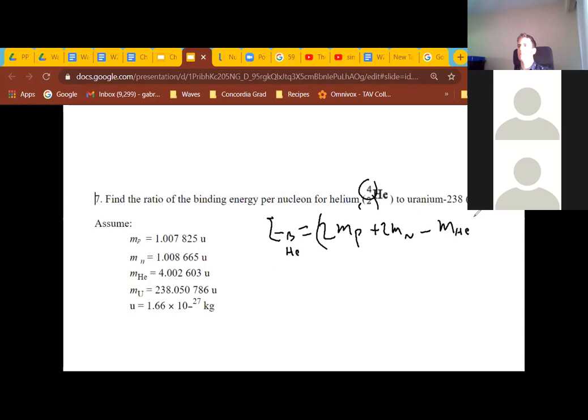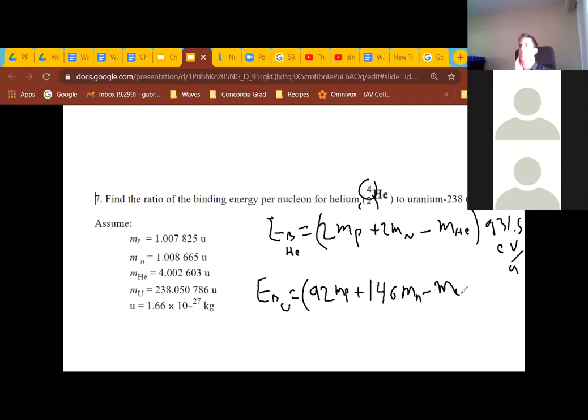And you're going to want to multiply that by the factor we talked about, the 931.5 mega electron volts per U. And then for the binding energy of the uranium, it's still the same formula, right? You have to be a bit more careful now. The atomic number for uranium is 92 always. So it's going to be 92 protons plus about 146 neutrons minus the mass of uranium times the energy conversion factor.